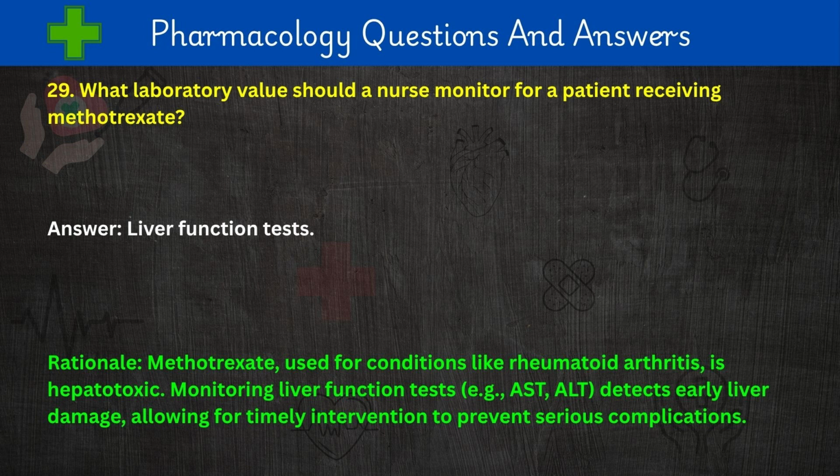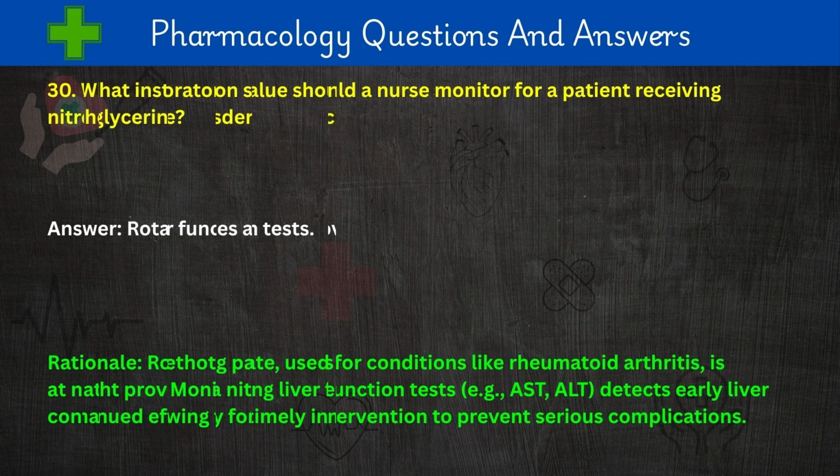29. What laboratory value should a nurse monitor for a patient receiving methotrexate? Answer: liver function tests. Rationale: methotrexate, used for conditions like rheumatoid arthritis, is hepatotoxic. Monitoring liver function tests, e.g., AST, ALT, detects early liver damage, allowing for timely intervention to prevent serious complications.